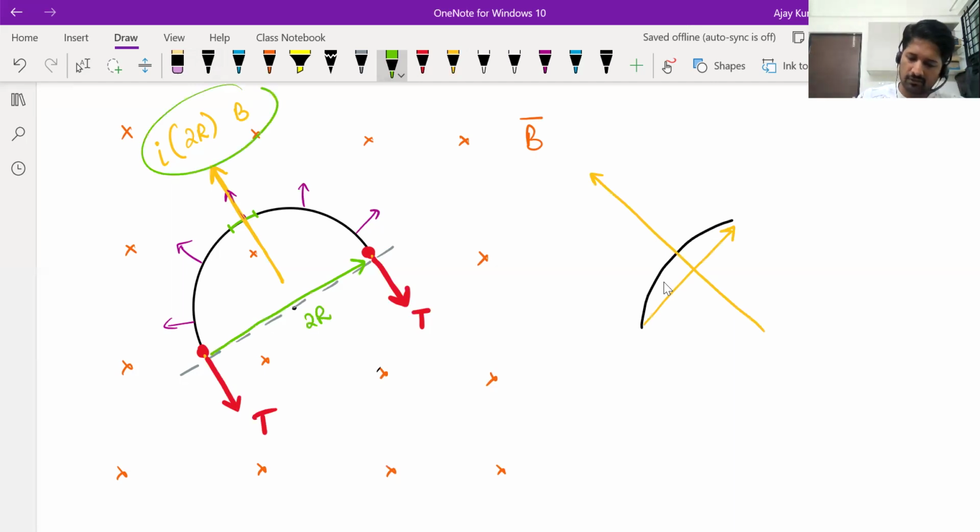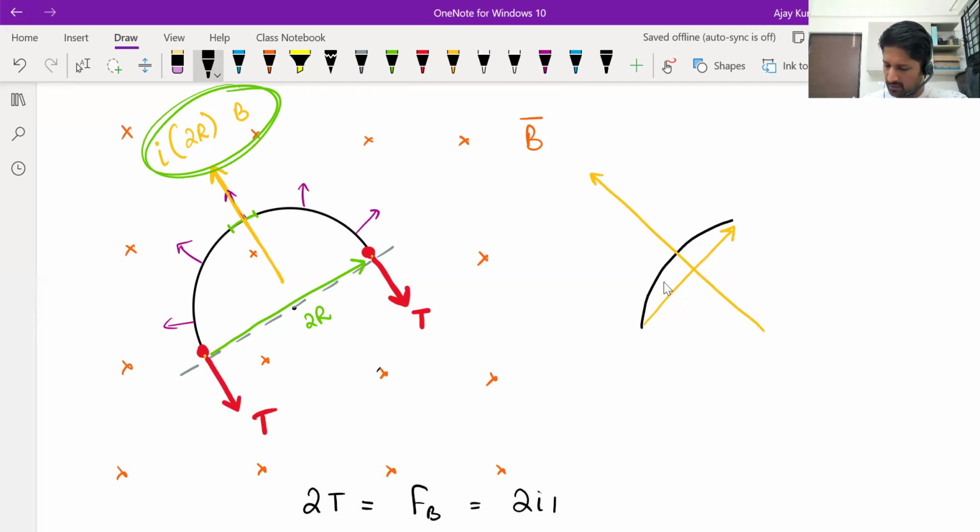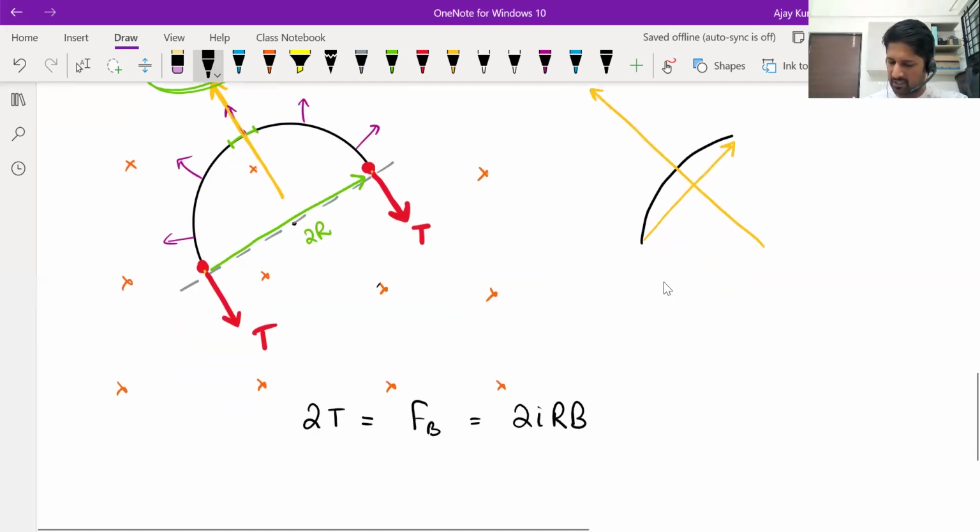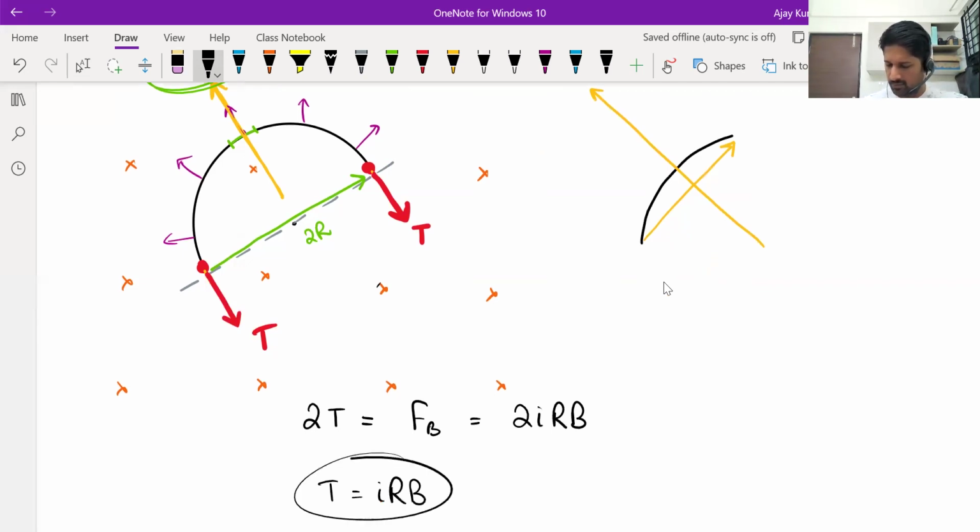Okay, so calculation of this force is easy and the tensions are both in the opposite direction. So in case of a semicircle, you can directly write 2T balances the magnetic force. How much is the magnetic force? 2IRB. 2T balances 2IRB, so you'll get tension as IRB in that loop. That's all.